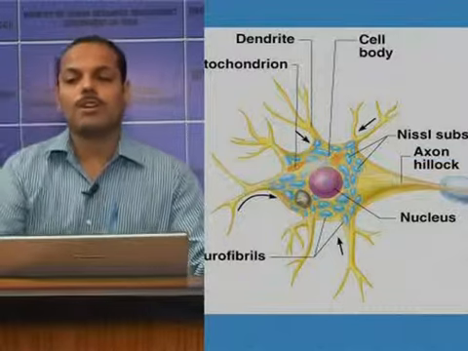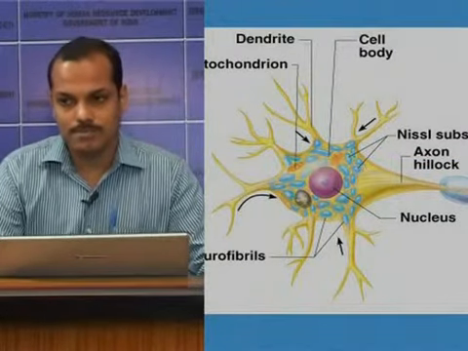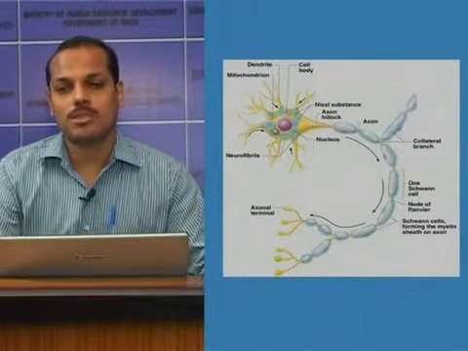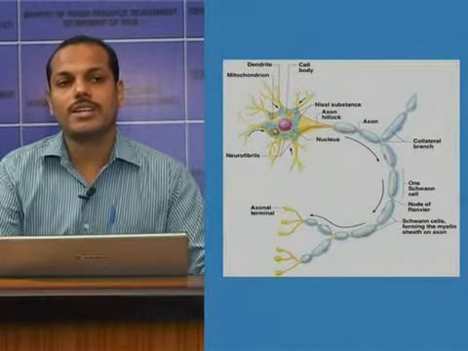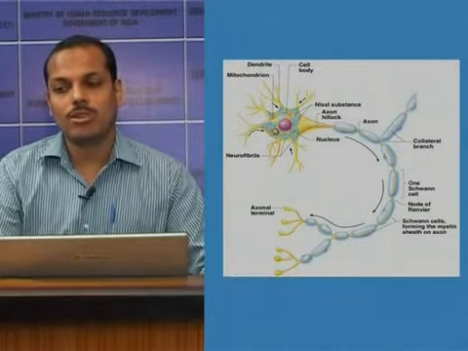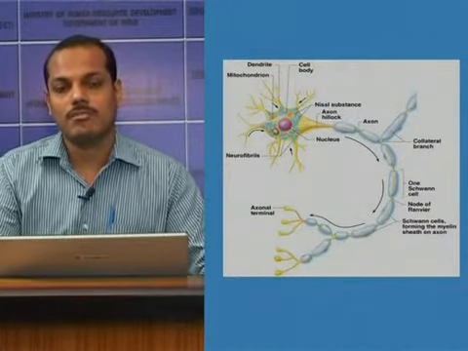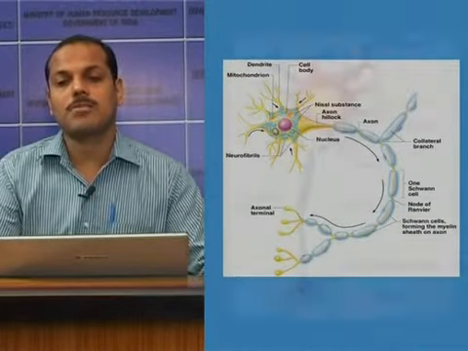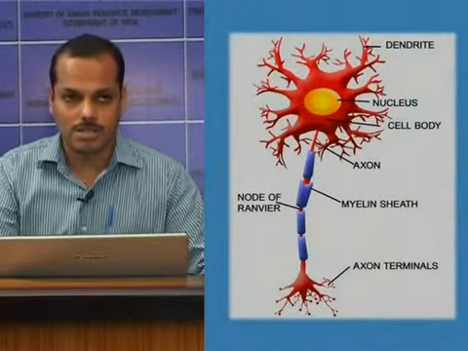Now, the next part is the processes. The next part of the neuron is the processes. There are two types of processes commonly seen: the dendrites and axon. The axon, always one axon will be there. Dendrites may be two, one, sometimes absent, or multiple dendrites may be there.